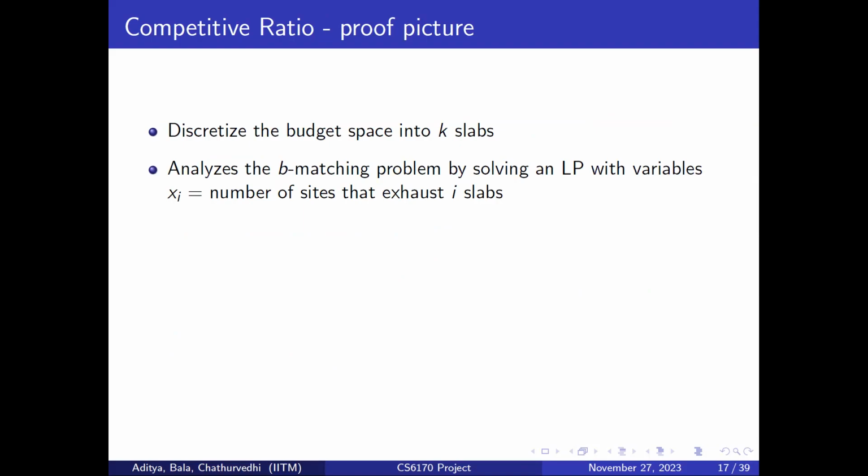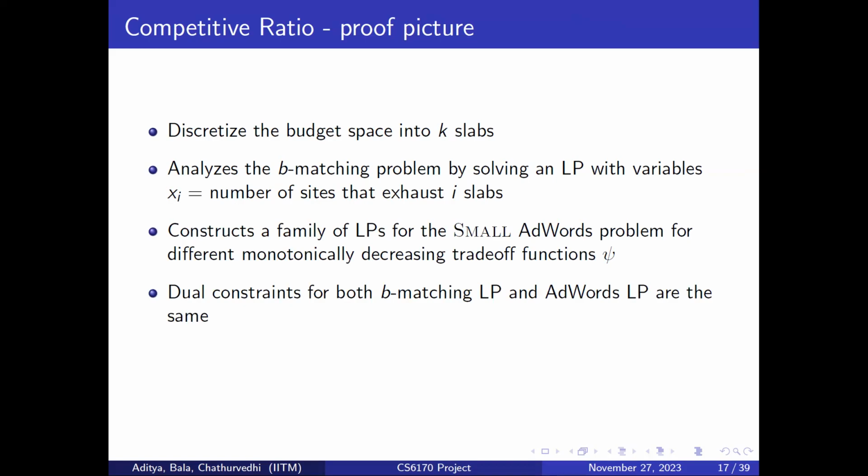So the proof goes as follows. The budget space of the bidders is discretized into k slabs. And we first start by analyzing the b-matching problem. We do this by solving a linear program with variables x_i for each of the bidders. And x_i is the number of bidders that exhaust i slabs or are matched i times. And the primal and dual of this LP is analyzed, and a solution is found by setting all constraints to equality. Now, we also construct a family of linear programs for the small adwords problem.